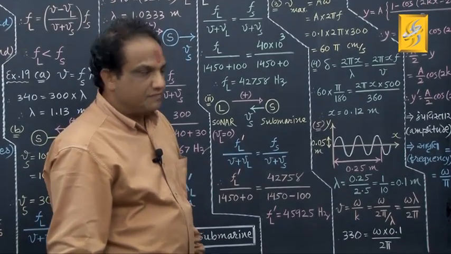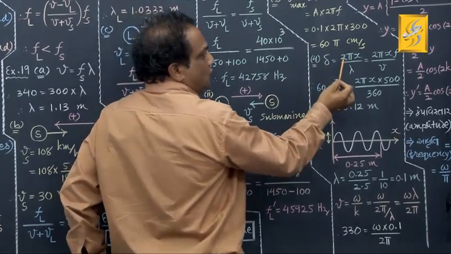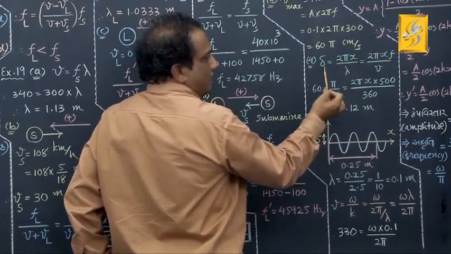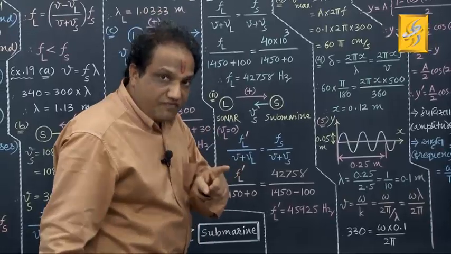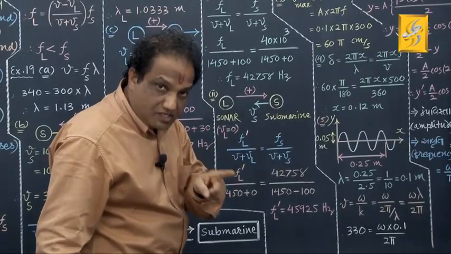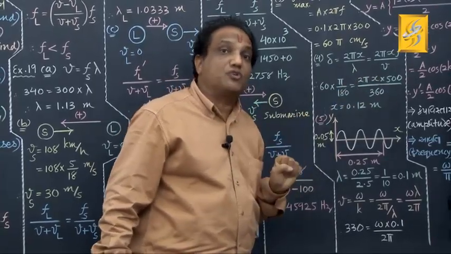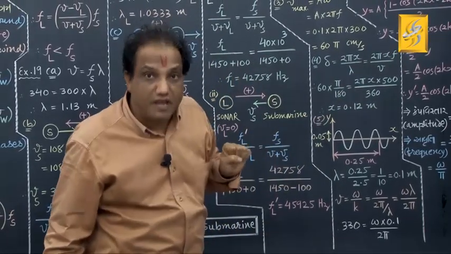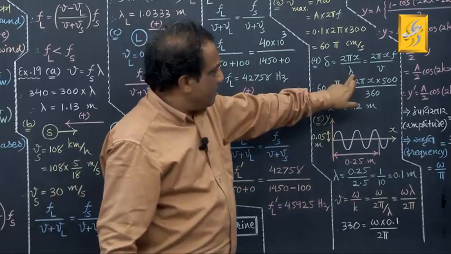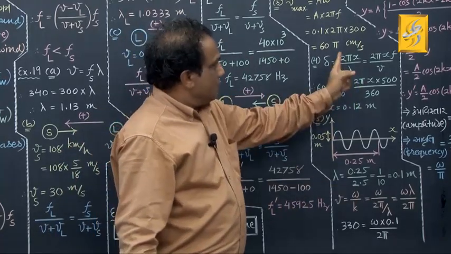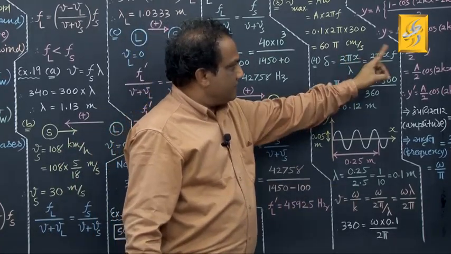Read it? Come on. Delta equals 2 pi x upon lambda. What is delta? Phase difference between two particles separated by distance x along the direction of propagation of the wave at a given instant of time. Okay, come on, lambda is wavelength. Now 2 pi x as it is.